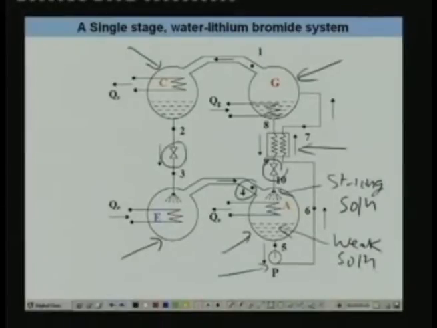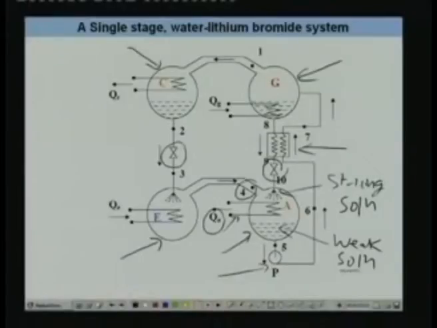The solution is sprayed into this chamber so that it is divided into fine droplets, giving good heat and mass transfer. This process, as you know, is exothermic, so heat is released, and this heat is taken out by circulating cooling water through this coil. QA is the heat released during this absorption process. Due to this absorption, what forms is a weak solution.